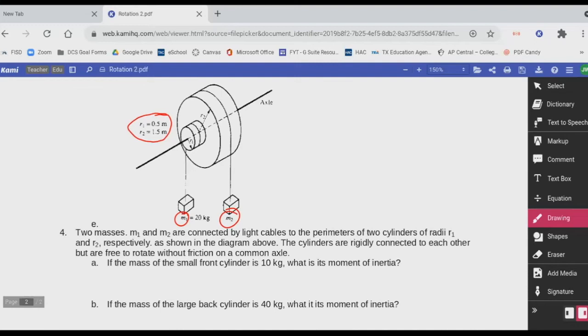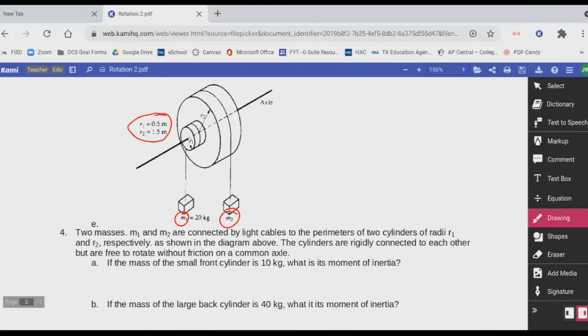The cylinders are rigidly connected, gorilla glued, to each other, but they're free to rotate without friction on the common axle. So they can spin all day long, but if one turns, the other turns. They are stuck together. All right, so now let's look at the questions. If the mass of the small front cylinder is 10 kilograms, what is its moment of inertia?